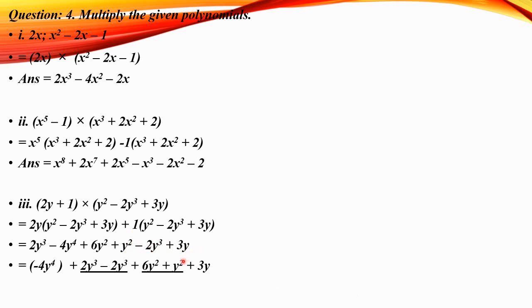So we will add up the like terms. We get minus 4y raised to power 4 plus 2y raised to power 3 minus 2y raised to power 3 plus 6y raised to power 2 plus 1y raised to power 2 plus 3y. So after solving, we get minus 4y raised to power 4. Then these two will be cancelled. Next, plus 6 and plus 1 we get as 7y raised to power 2 plus 3y. So this is our answer.